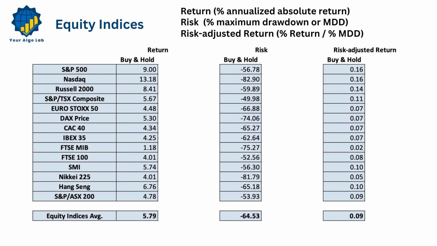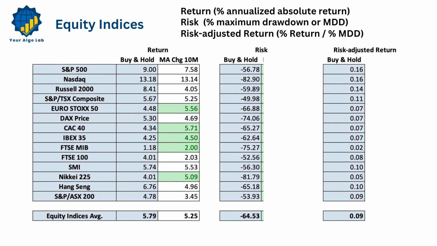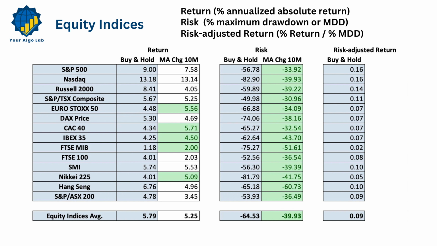Here are the results for our 10-month moving average change strategy. We have highlighted the instances where the strategy outperformed the benchmark for clarity. For example, with the S&P 500, the strategy did not outperform the benchmark in terms of overall return, but achieved a smaller maximum drawdown. Overall, while the average returns were lower compared to the benchmarks, the strategy effectively reduced the maximum drawdown. This is understandable as it helped avoid the most extreme periods of bear markets.